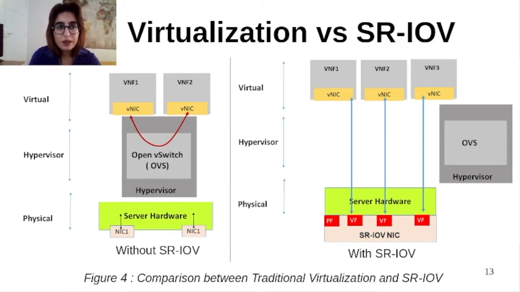So here we can make a comparison between traditional virtualization and SRIOV. For traditional virtualization, the traffic comes to the NIC. It is sent to the hypervisor, and after that, it will reach the virtual machine. For the SRIOV case, the traffic will be directly sent to the virtual machine through its virtual function by bypassing completely the hypervisor.